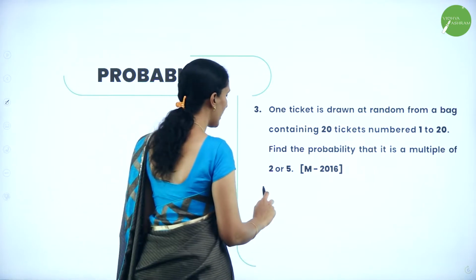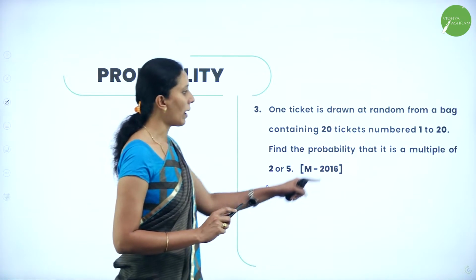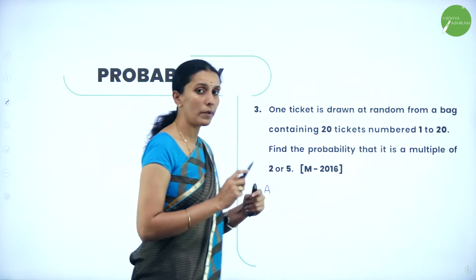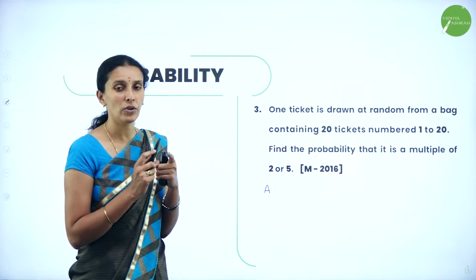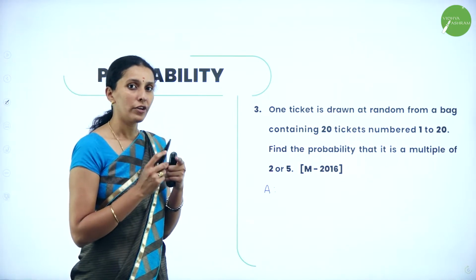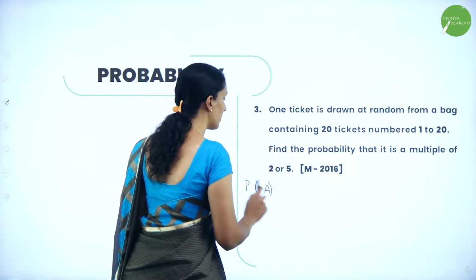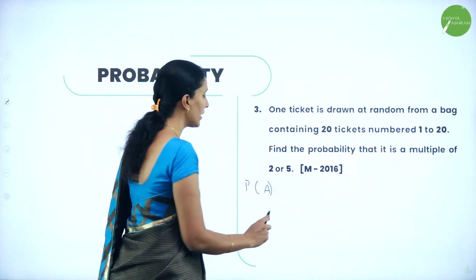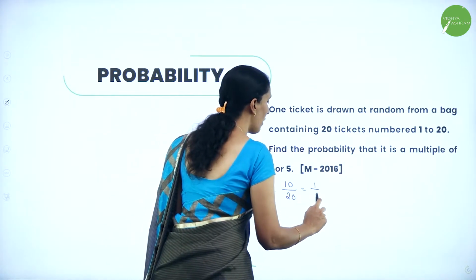So let's take A as an event of getting the multiples of 2 from the tickets 1 to 20. So how many numbers do you have from 1 to 20? You have 10 numbers, that is 2, 4, 6, 8, 10, 12, 14, 16, 18, 20. So therefore, the probability of A, that is getting an even number, is 10 out of 20. So that is equal to 1 by 2.